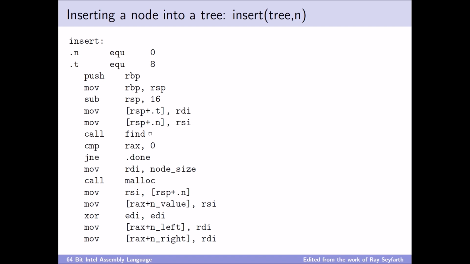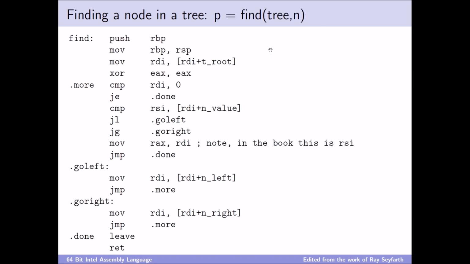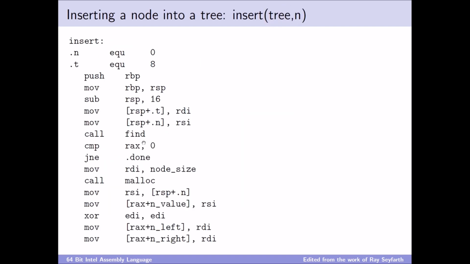Then I'm going to call the find function. Remember, the find function has the same prototype as this insert. Specifically, it takes the tree and the key that we're looking for. So I know that those are already preloaded for us, so I can call find. Now find will then return to us the pointer of the node which has a matching key, if a matching key exists within that tree.